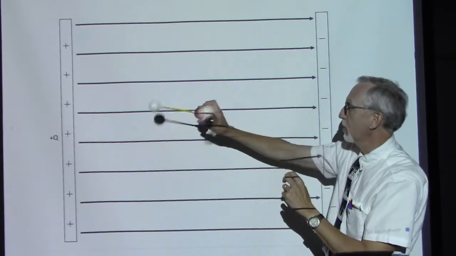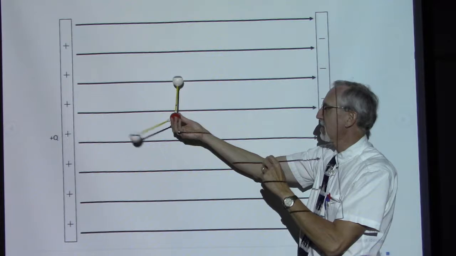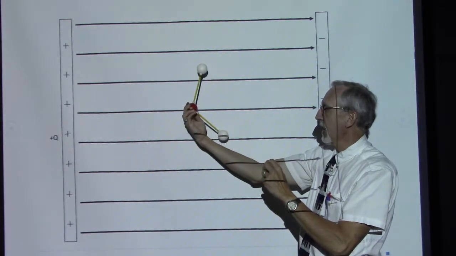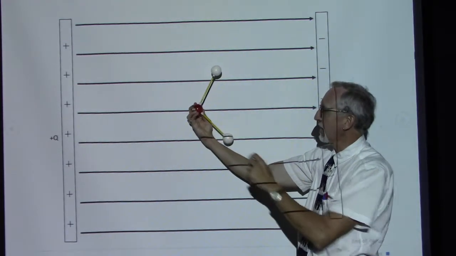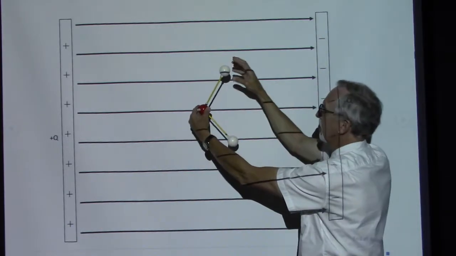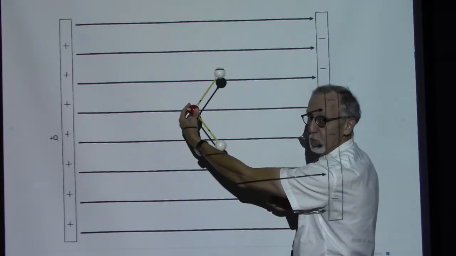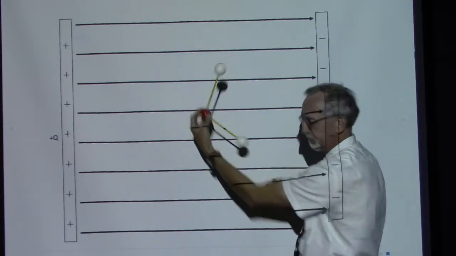And again, if we were to put this in here, what would happen? Well, those hydrogens would be attracted to the negative plate and it would align itself like this. The oxygen being attracted to the positive plate, the hydrogens being attracted to the negative plate. So again, the dipole would align itself with the electric field.